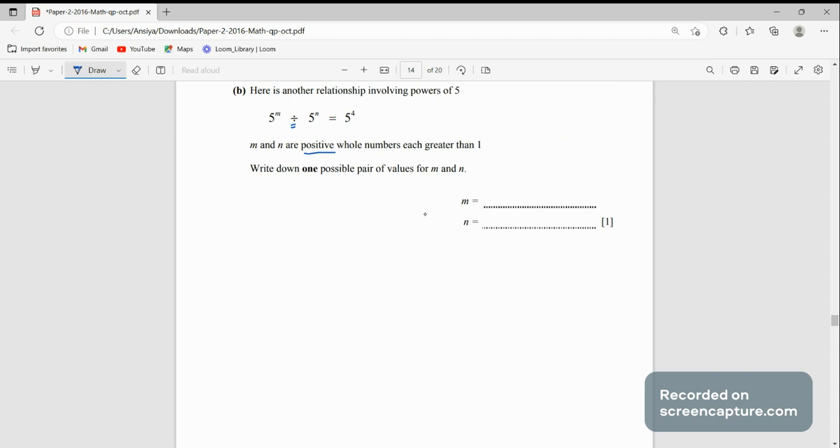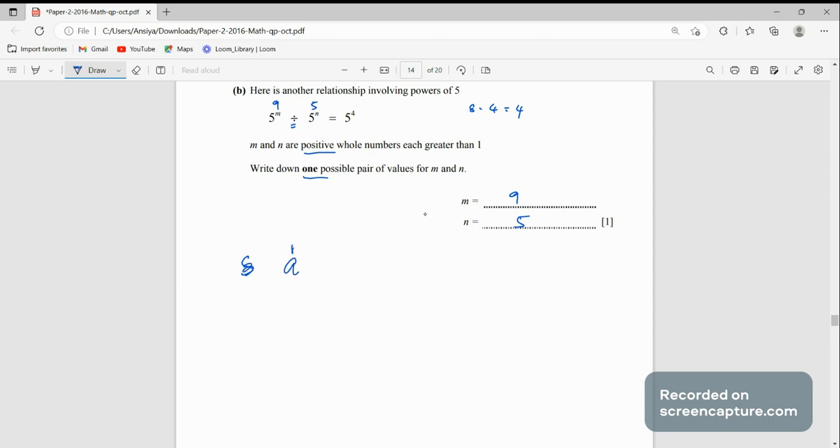Write down one possible pair of values. You know, if it is division, the powers we subtract. So the answer should be 4. So it can be 9 minus 5 equal to 4, or it can be 8 minus 4 equal to 4. It can be any pairs. So I will write here 9 and 5. We can write any pairs. So what's the basic rule here?